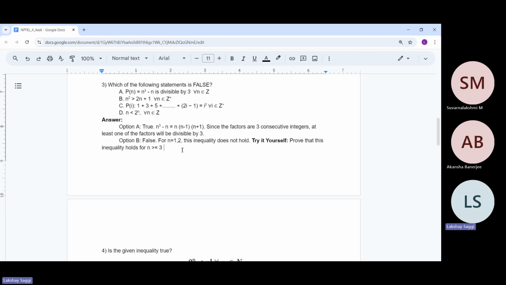So you should try this yourself, and I'll give you a hint. You can try it later on after this session. You should use induction to prove this. So assume that the base case would be n equal to 3. For n equal to 3, this is true. Then assume that this is true for any n. Then you need to show that this is true for n plus 1 also. So something like that. I hope everyone is familiar with induction.